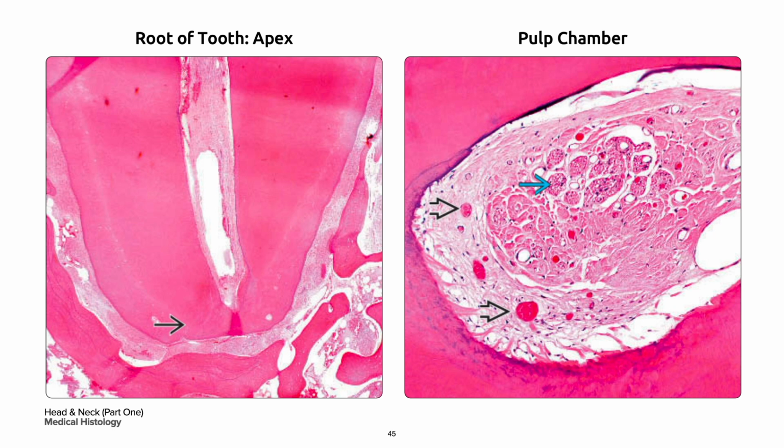Next is the H&E showing the root of the tooth near the apex in single black arrow. The apex of the tooth is the area where the main foramen is seen. However, smaller accessory foramina may be found anywhere on the root surface. On the right is the H&E showing a cross-section of the pulp chamber as it narrows toward the foramen.